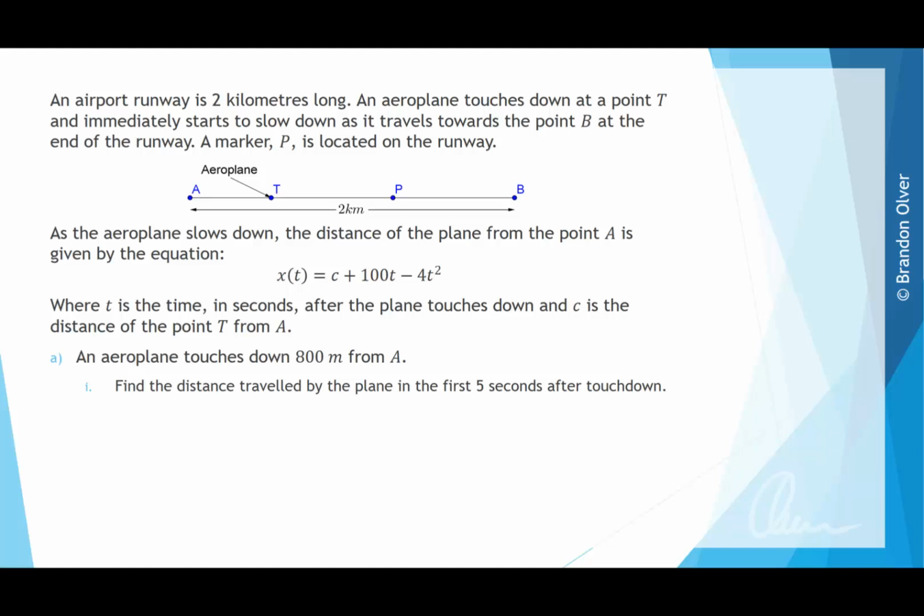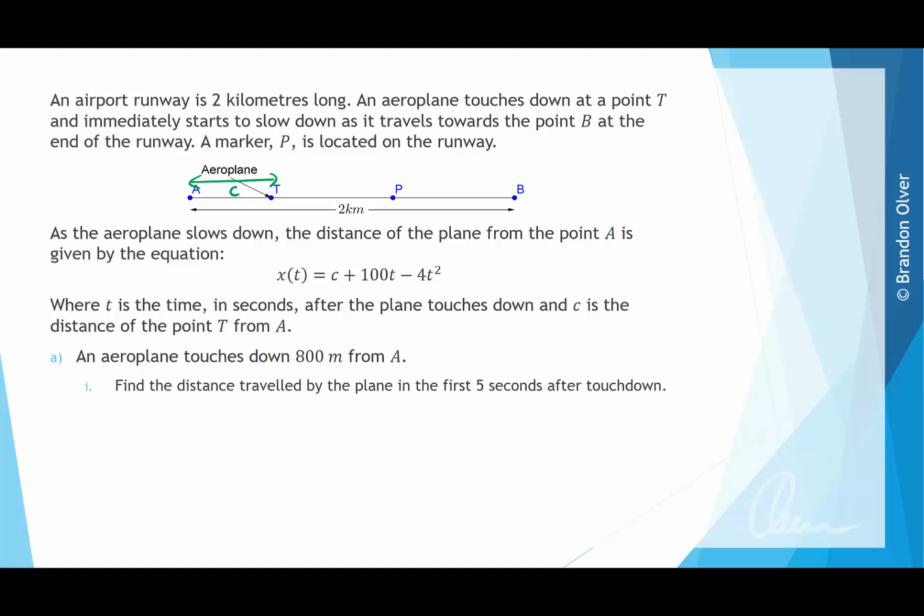And as the aeroplane slows down, the distance of the plane from the point A is given by the equation x of t equals c plus 100t minus 4t squared, where t is the time in seconds after the plane touches down, and c is the distance of the point T from A. So that means that this length here would be considered c.